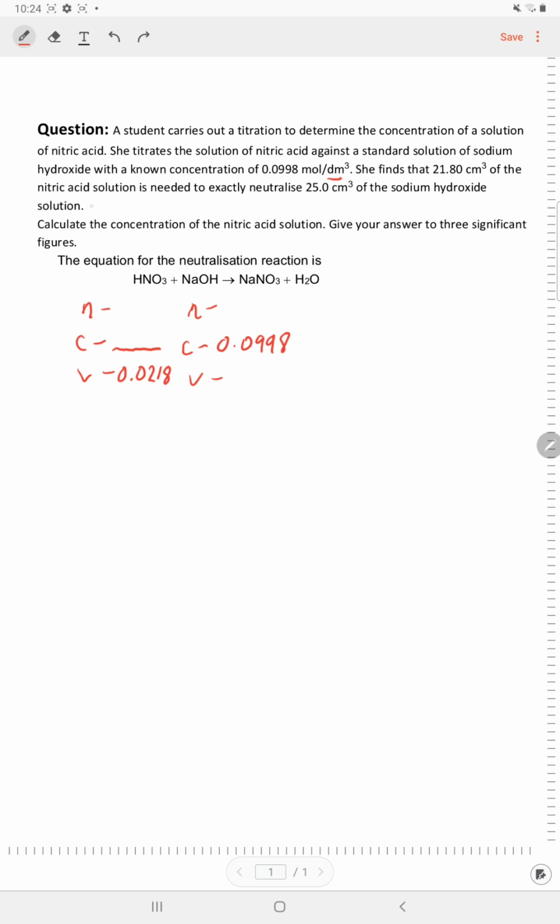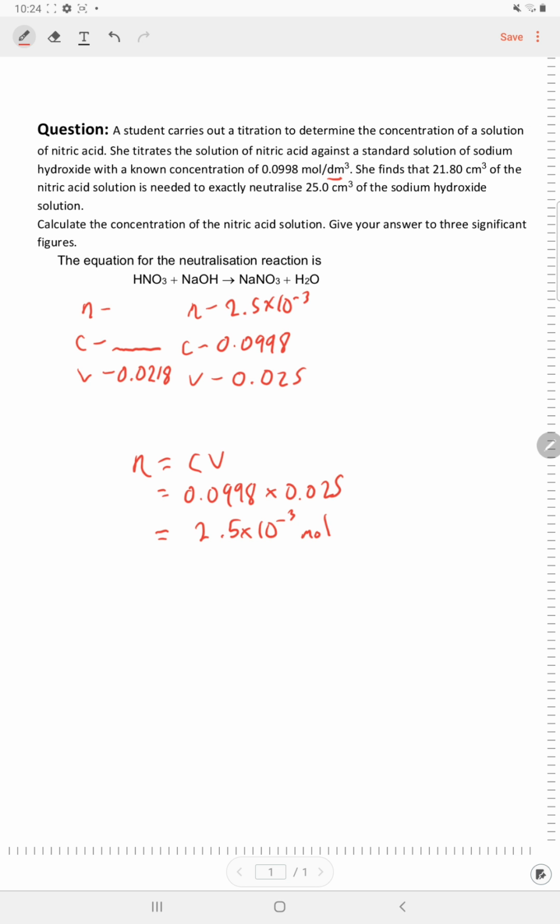So 21.8 of the nitric acid is needed to neutralize 25 of the sodium hydroxide. So that's 0.025. So we just annotated it, and immediately we can see that on this side we've got two parts of the equation. So n equals CV, so 0.0998 times 0.025. That gives us, I'm just going to round up slightly, 2.5 times 10 to the minus 3 moles. Okay, so 2.5 times 10 to the minus 3.